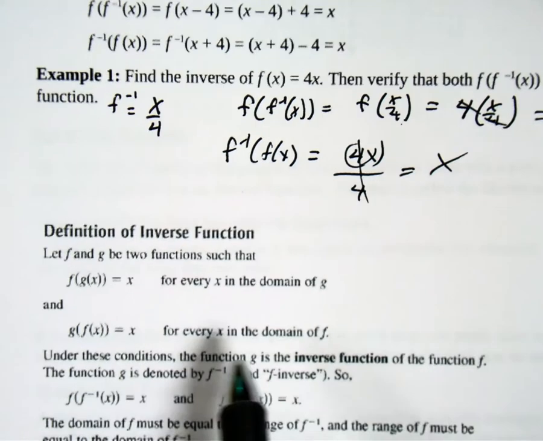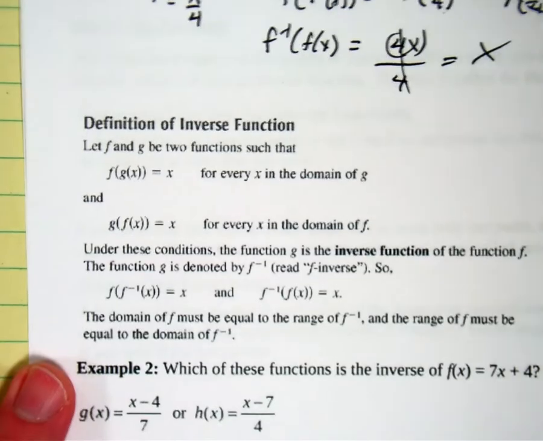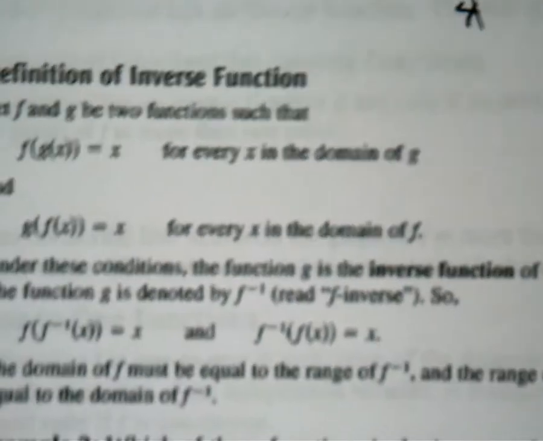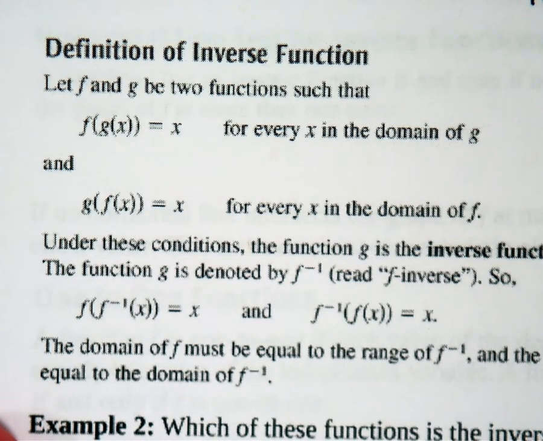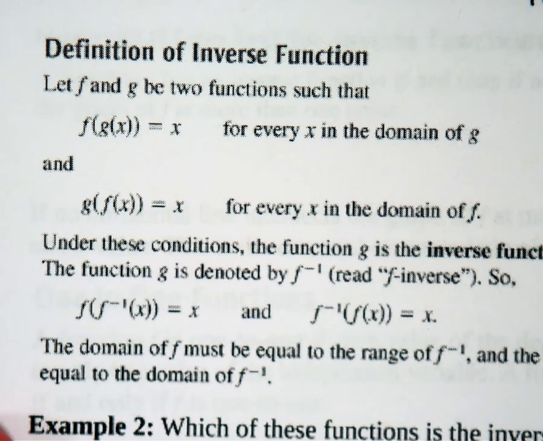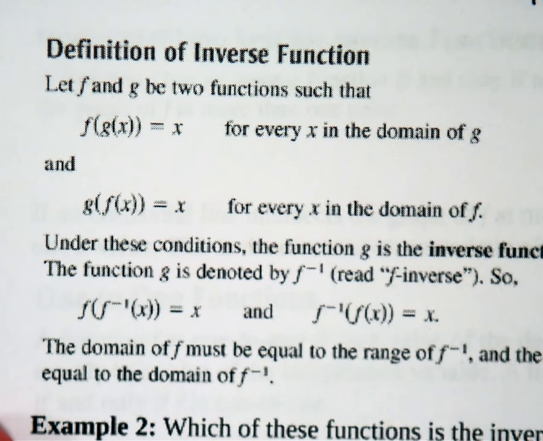Alright, again, another definition here of an inverse function. Let f and g be two functions such that f of g of x equals x, and g of f of x also equals x. Under these conditions, the function g is the inverse of f. The function g would be denoted by f inverse, read f inverse. Okay, we can write it like that. The domain of f must be equal to the range of f inverse, and the range of f must be equal to the domain of f inverse.